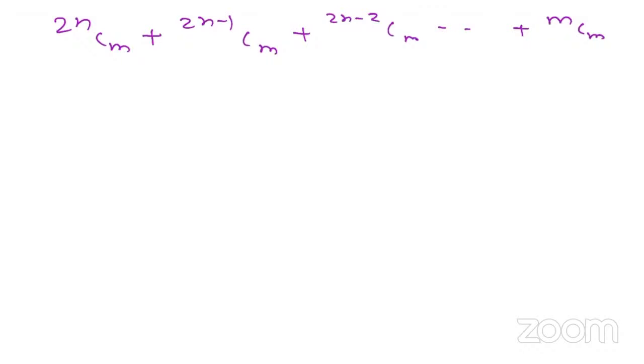Solve this. Try this one. 2nCm, 2n minus 1 Cm up to mCm. You have both the methods. So try.